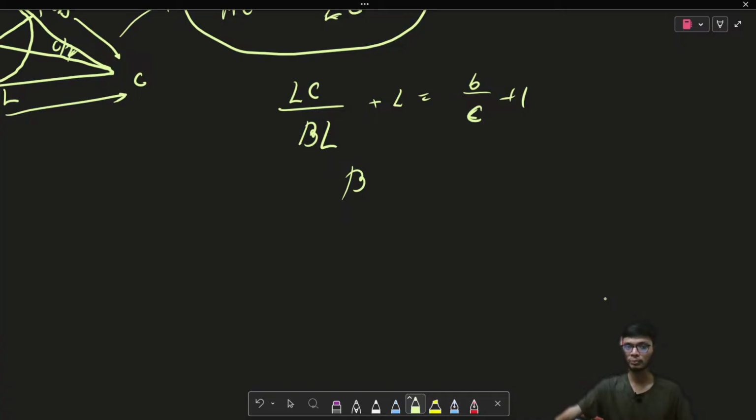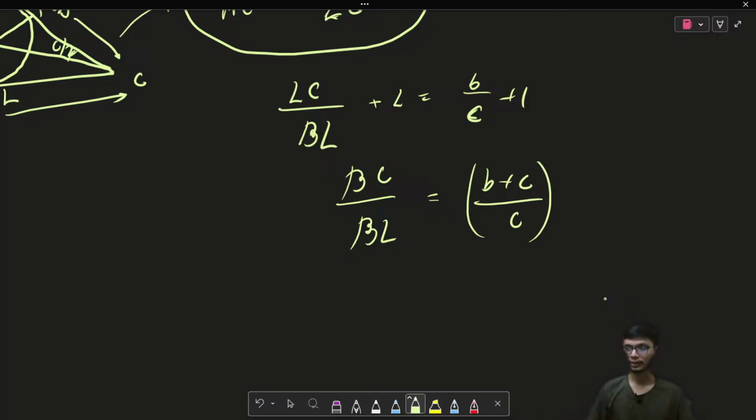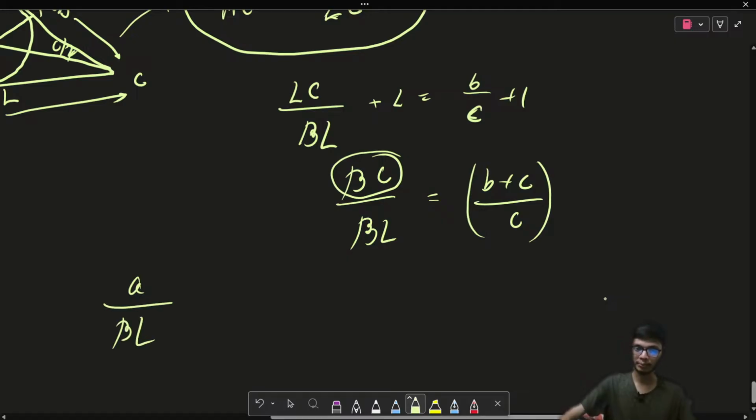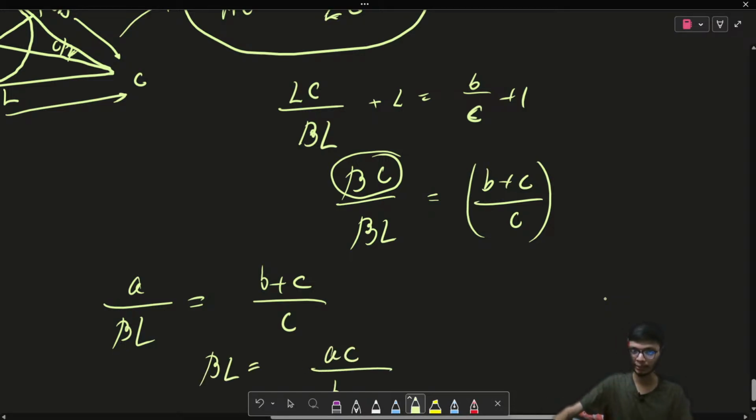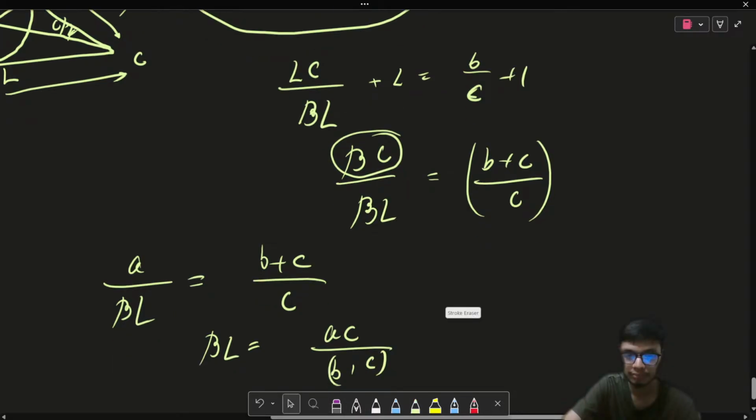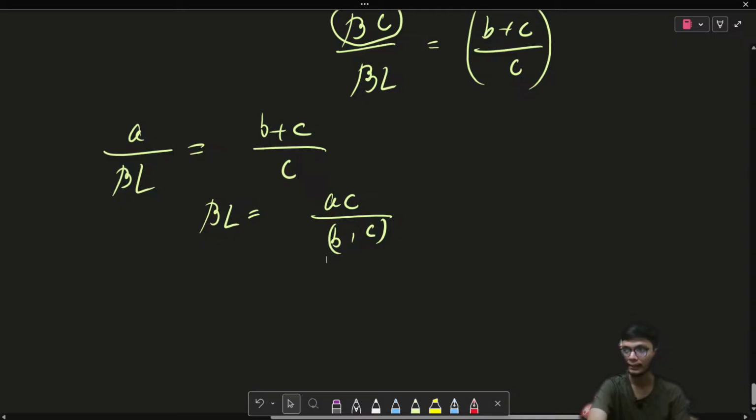So LC plus BL is going to be BC upon BL, and that is going to come out as B plus C upon C, right? Now BC is nothing but A, so A upon BL is going to come out as B plus C divided by C. So from here, I can say that BL would be AC upon B plus C, right? So that is going to be AC upon B plus C.